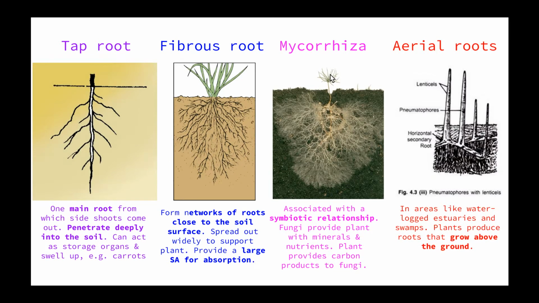And lastly, aerial roots, which we had a look at on the excursion, the pneumatophores of our mangroves, which are found in areas like waterlogged estuaries and swamps. So that area that we went to on the excursion is known as an estuary, where we have a constant tidal movement of saltwater and freshwater in and out of a low-lying area, and the soil becomes quite waterlogged. So in order to overcome that, the plants produce roots that grow above the ground in order to be able to carry out gas exchange so they don't become too waterlogged.